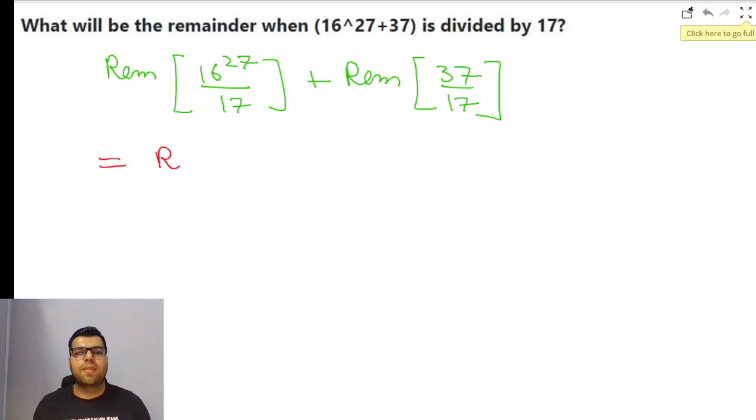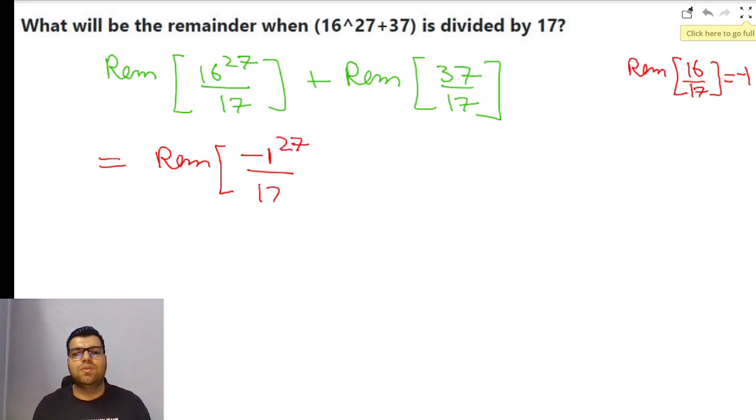So I use the property that remainder is distributive. What will you replace 16 with? You will replace 16 with minus 1, because remainder of 16 with 17 is, although it is 16, you can write it as minus 1. So I wrote it as minus 1 raised to power 27 divided by 17. Great. What is this other thing? This is simply remainder of 27 with 17. So 17 times 1 is 17, so remainder is 10.